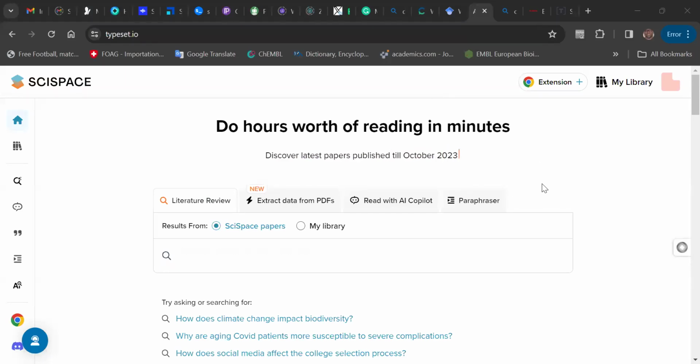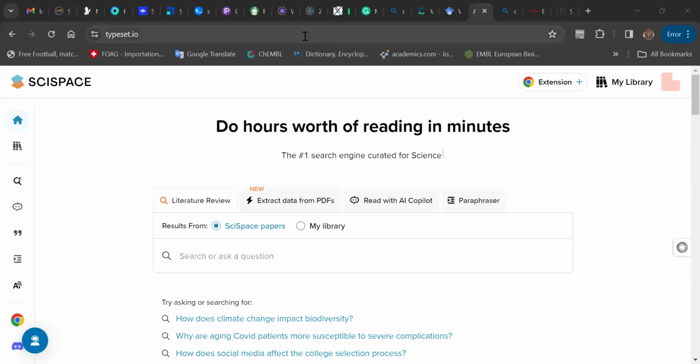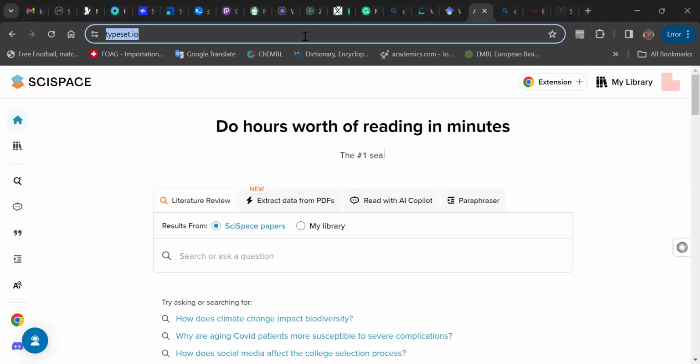Okay. Now, for Scispace, the name is Scispace. Unlike Consensus, where you just type consensus.ai and you start, Scispace used to be known as Typeset. So what you do is type typeset.io for you to be able to get to Scispace.